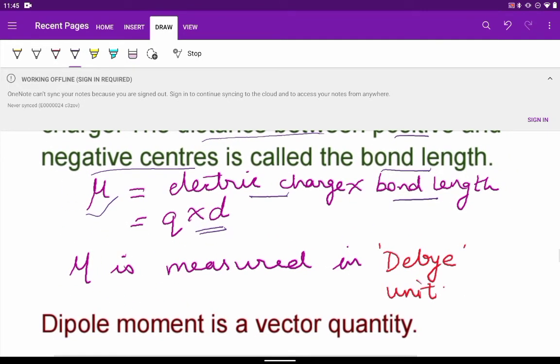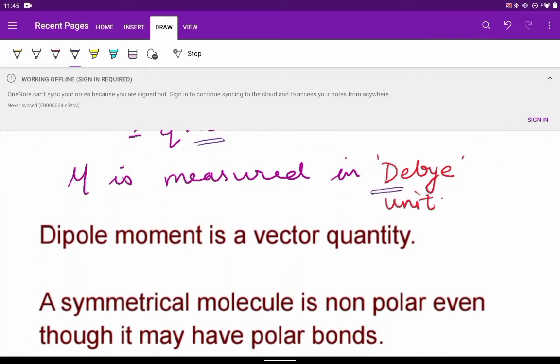Whatever calculation we do, it has to be given some physical unit. So here the unit is Debye. And dipole moment can be explained with the help of magnitude and direction both. So it is a vector quantity.